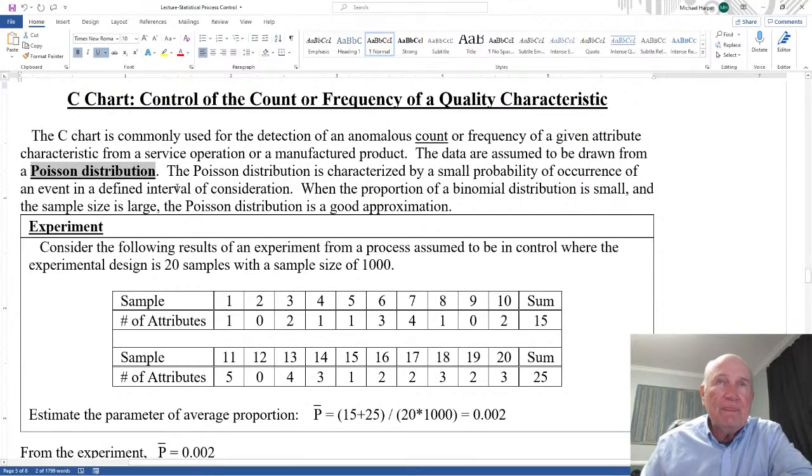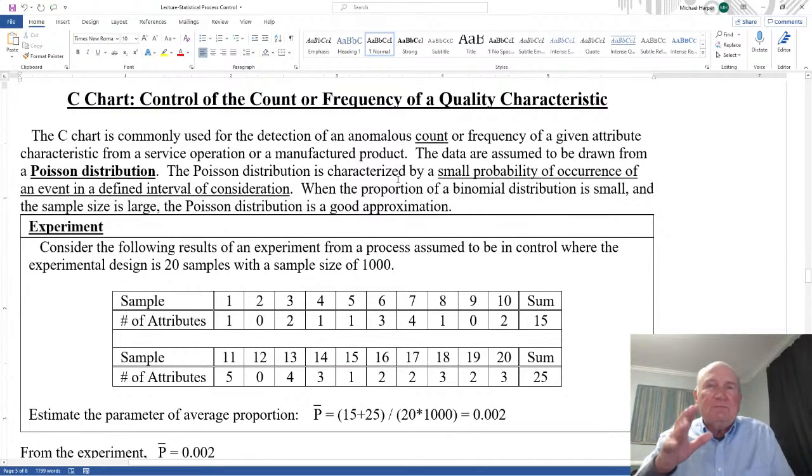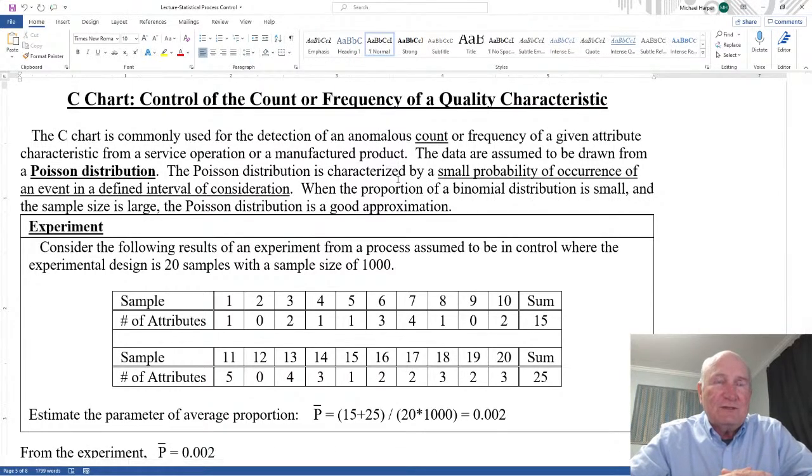The Poisson distribution is characterized by a small probability of occurrence of an event in a defined interval of consideration. When the proportion of the binomial distribution is small and the sample size is large, the Poisson distribution is a good approximation. So let me explain this. This is really important. The Poisson distribution, as it turns out, is a very important probability distribution.